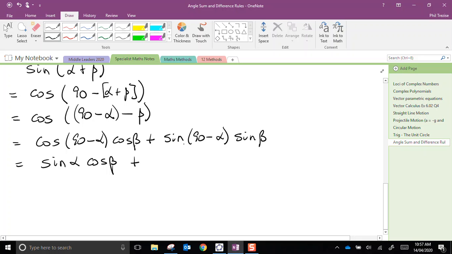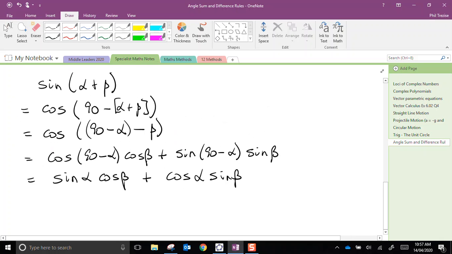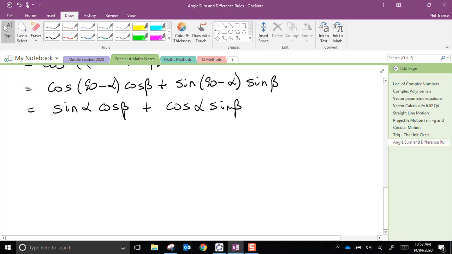And where I have sine of 90 minus alpha, that's more easily expressed as the cosine of alpha by the sine of beta. So what did all that start life as? That started life as the sine of alpha plus beta. Let's write that one down as a rule.